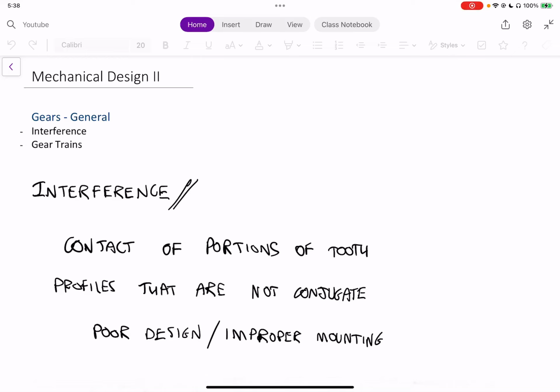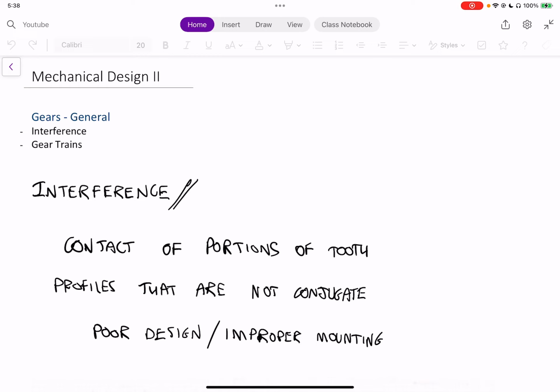Hey everyone, in this video we're going to talk about gears in general and specifically interference in gear trains. And this video is part of a lecture series on mechanical design 2, and it's the third lecture of this series. So to start with, we want to talk a little bit about interference.